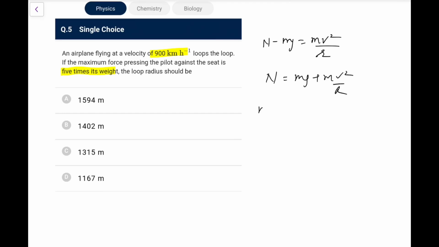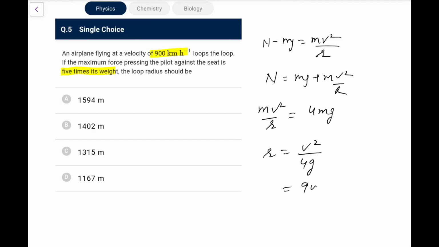So that is 5 mg. So clearly mv squared by r would be equal to 4 mg. So v would be coming out as root 4gr. So 4 into 10, and, okay, we have to find not velocity, we are searching for radius. So radius would be v squared by 4g.